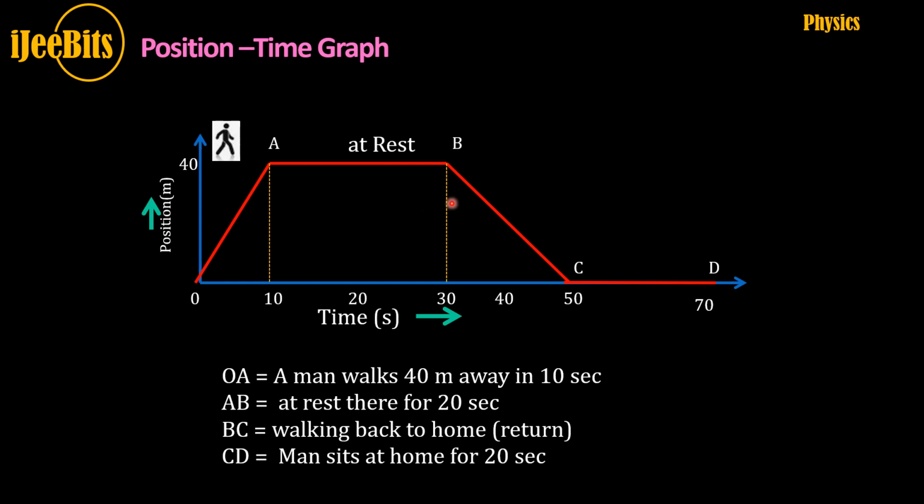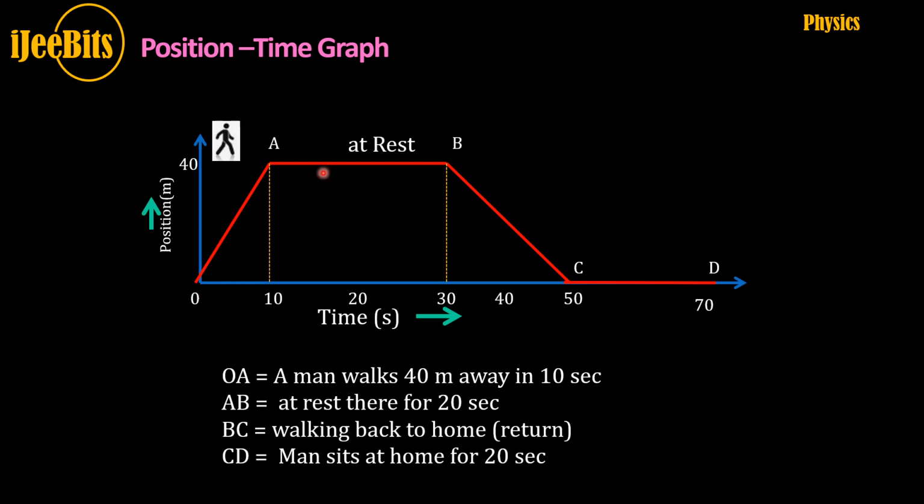Good. Now from B to C, downward direction, right? So what this means is that you are approaching back. You are approaching back to home. So BC means walking back home. You reached home at the 50th second, right? So the speed is probably different, because your 40 meters distance you are covering in 20 seconds, right? 50 minus 30 is 20 seconds.